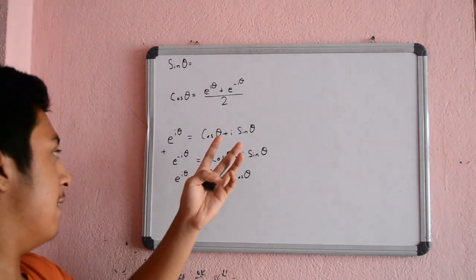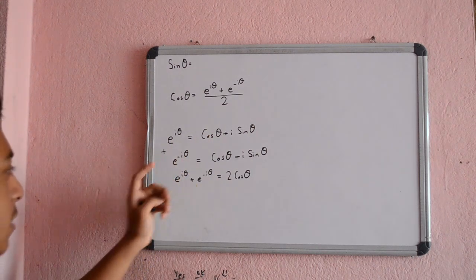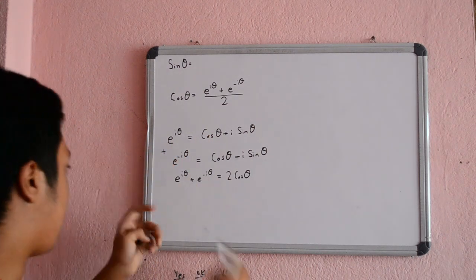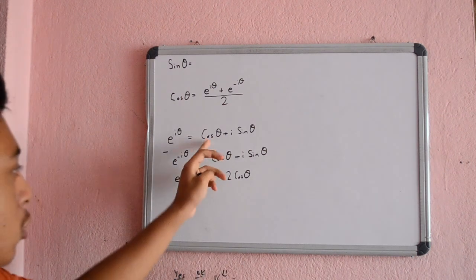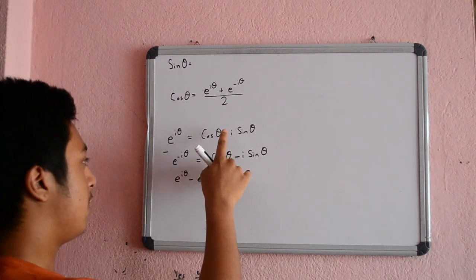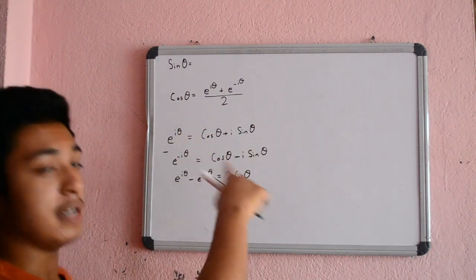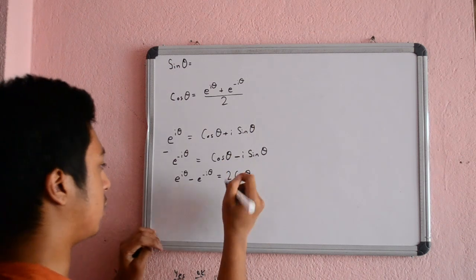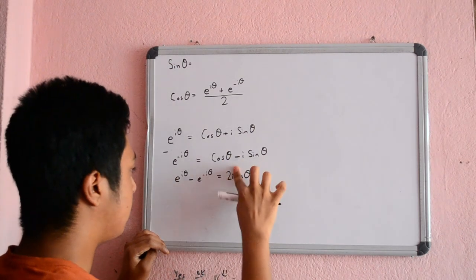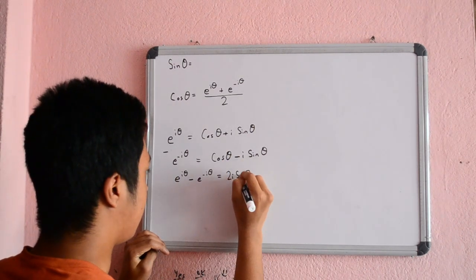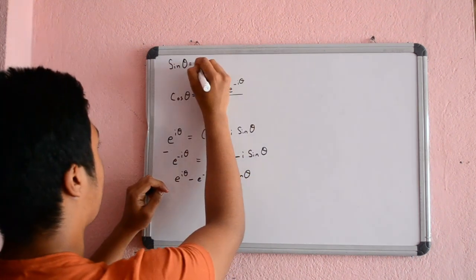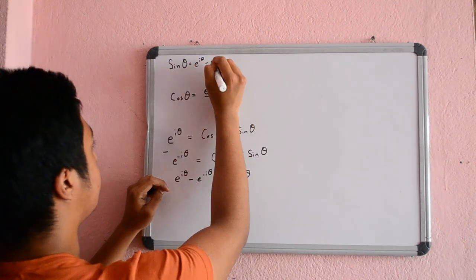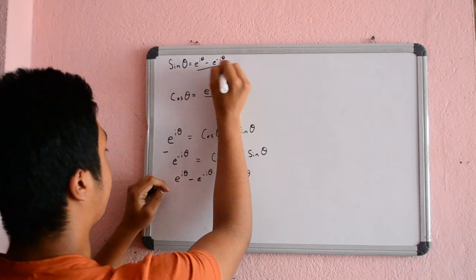Now for the sine, instead of plus, we can do minus, such that we have minus over here, and cos cancels, and we have i sin theta minus minus i sin theta, which is just 2i sin theta. And we can just move this 2i over here: e to the power iθ minus e to the power minus iθ, over 2i.